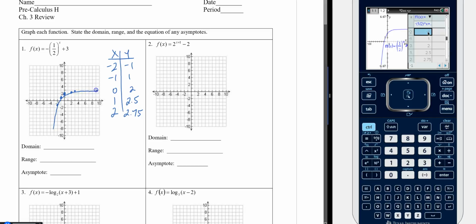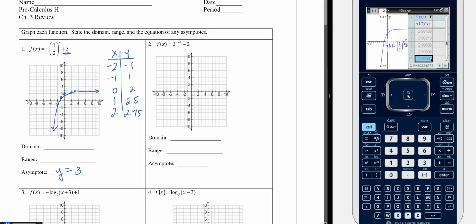It looks like that. And if we keep looking at the table over here on the calculator, our outputs keep getting closer and closer to 3, but they never actually touch it. Because if we remember, a regular exponential function has a horizontal asymptote at 0, and this tells me that I'm shifted 3 units, so it would be at 3. So I have an asymptote at y equals 3.